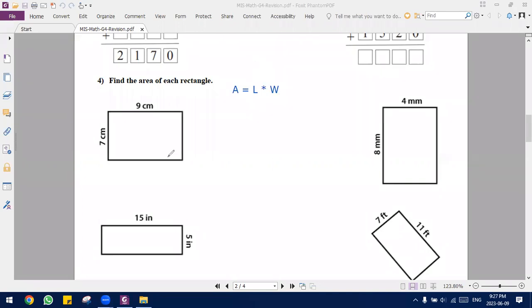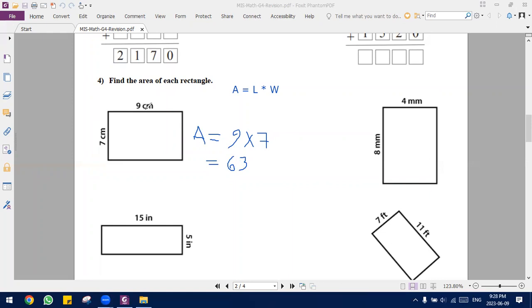Now, let me apply it with the first rectangle. We're saying length times width. So, area is equal to 9 times 7. Now, one of the students might think, what if I did 7 times 9? Is it a problem or not? No, of course it's correct, because in multiplication order is not important. I can do 9 times 7 or 7 times 9. And 9 times 7 is 63.